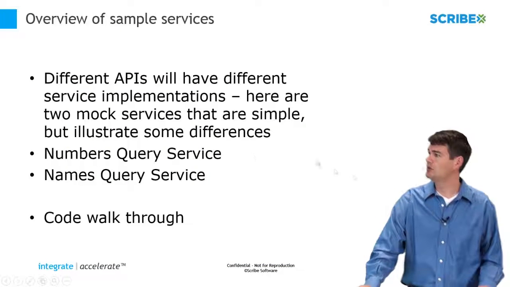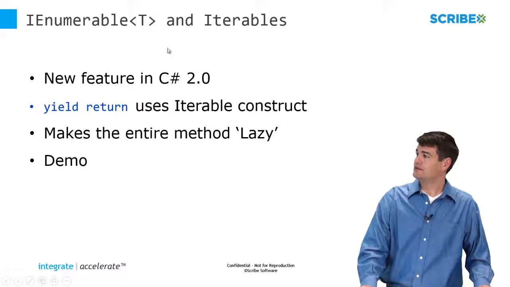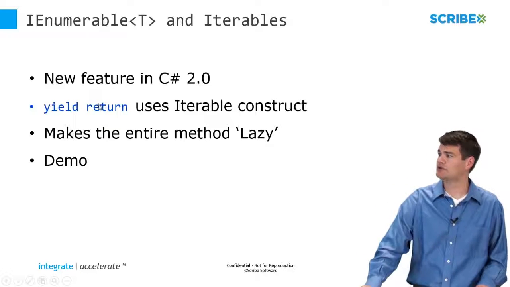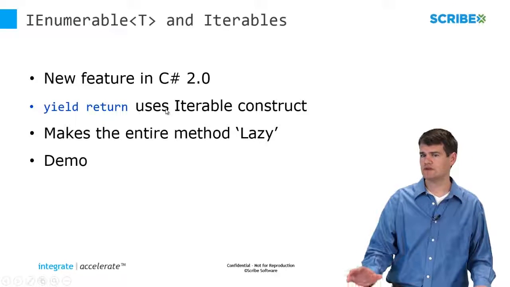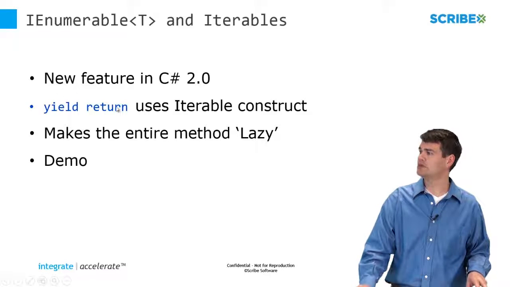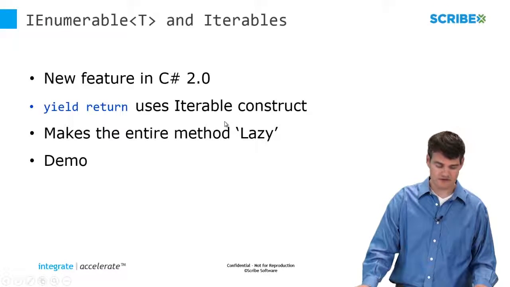Move back to PowerPoint, and so next I want to talk about some IEnumerable of T and iterables. These were introduced in C# 2.0. The yield return keyword creates an iterable construct, and that's a state machine that creates a lazy enumerable using the yield return keyword. I just want to demonstrate that it makes the entire method lazy. So let's take a look at some code.